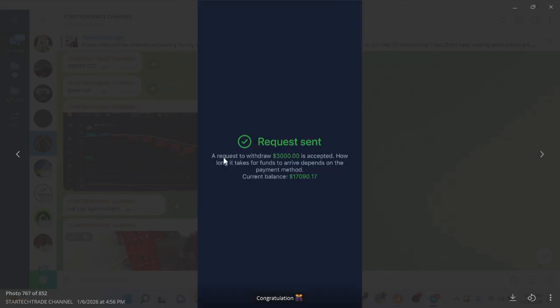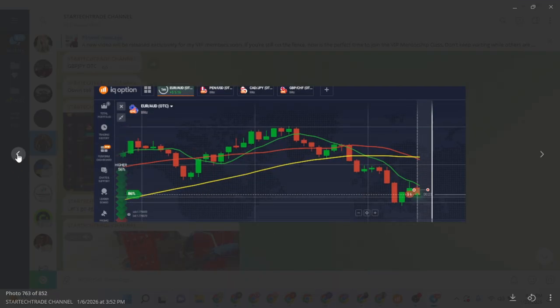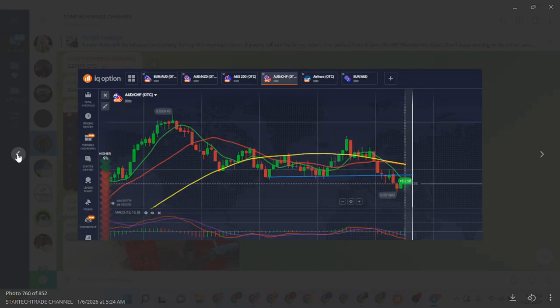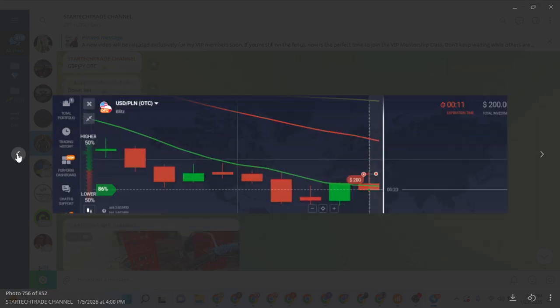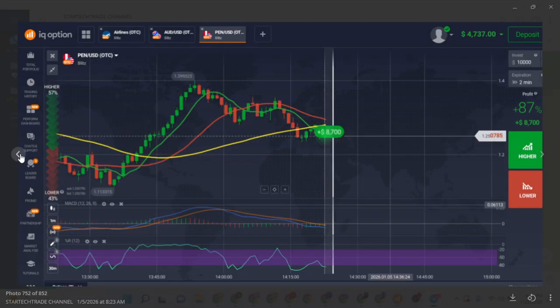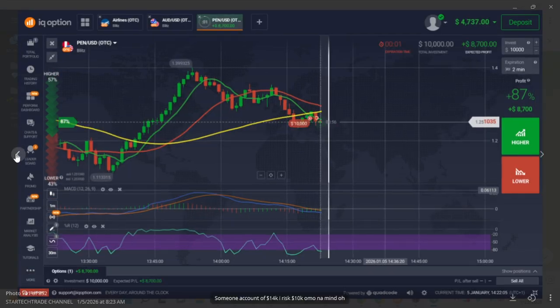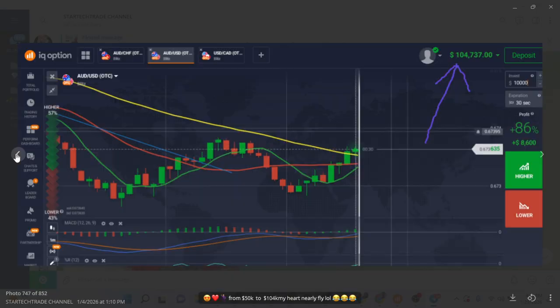You can see someone withdrew $3,000 and still has $17,000 in his account. Are you guys seeing what is going on right there? You can see the profit every day. Profit always being made. This is evidence. $8,700 as profit: the account was $14,000, used $10,000, and now has $23,437. I don't know if anyone is seeing what I'm saying right now.